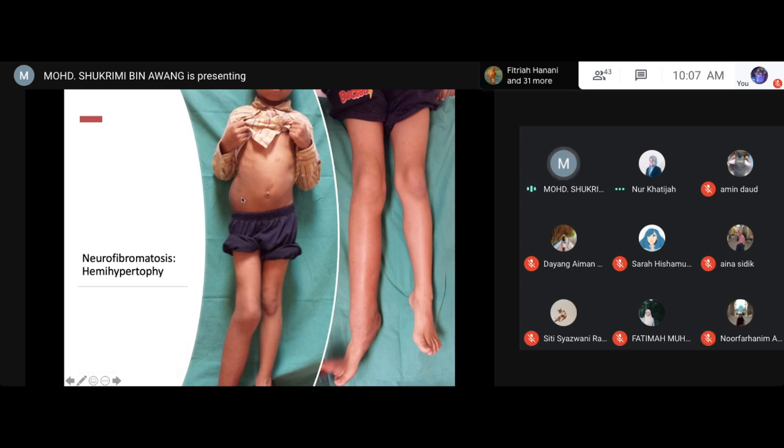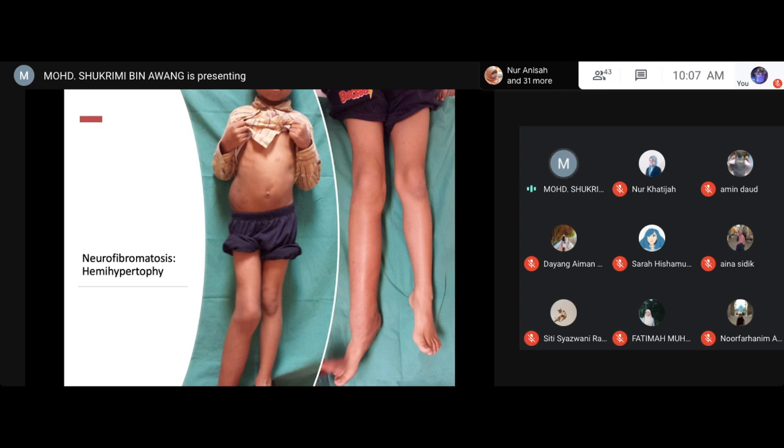This is a spot. What about this? It looks like a swelling, right? So what is this? It could be plexiform. So this is a case of neurofibromatosis, and the patient presented to you with hemihypertrophy, in which the affected side is bigger and longer. So the patient may come to you with limb length discrepancy, but in this case, it's not shorter, it's rather over-lengthening.